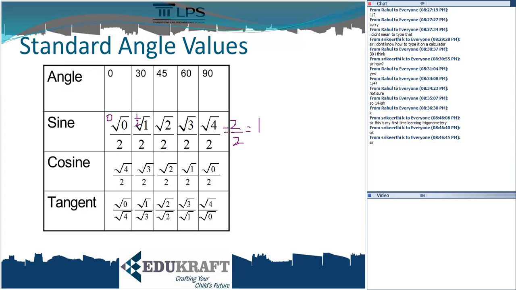Similarly, if you are doing cos, then just reverse the order. Start from root 4. So root 4, root 3, root 2, root 1, 0. So cosine of 0 is going to be 1. Cosine of 30 is going to be root 3 upon 2. Cosine of 45 is root 2 upon 2. Cosine of 60 is going to be half. And cosine of 90 is going to be 0.